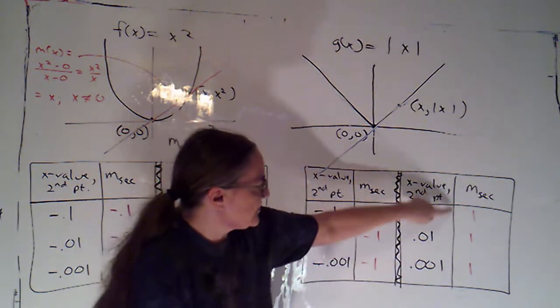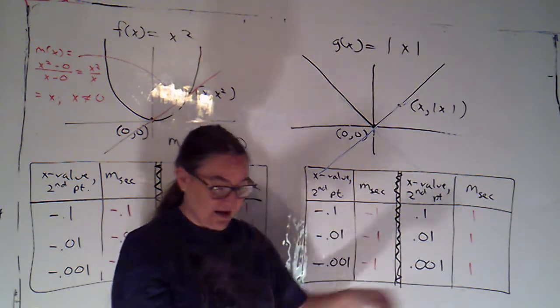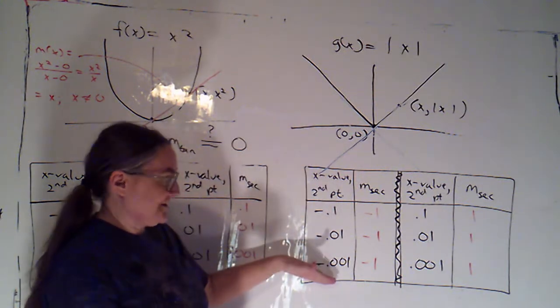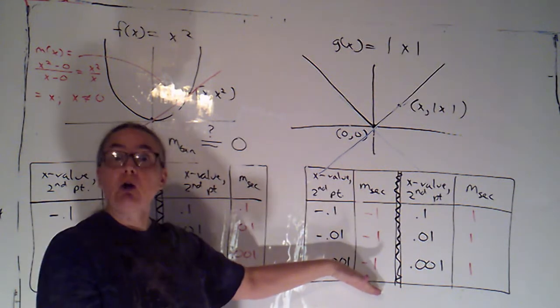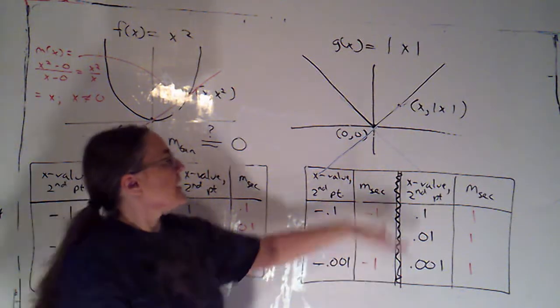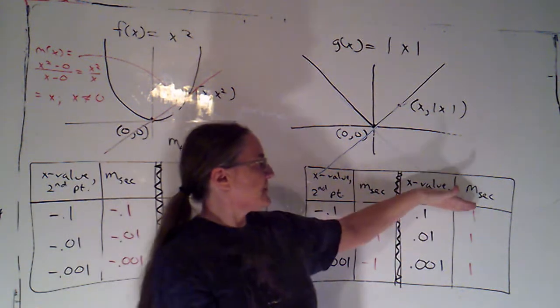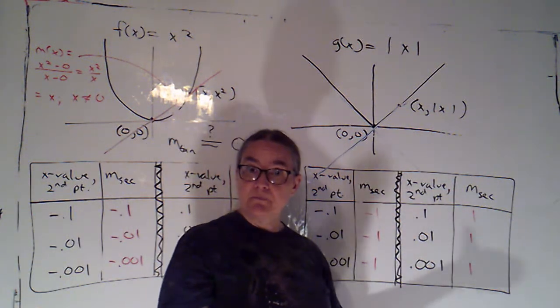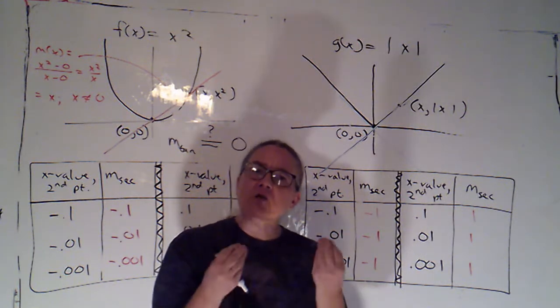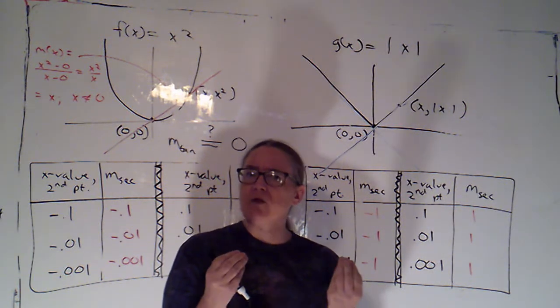So all of the slopes that we get here are 1. Now, we definitely have patterns. As we get closer to 0 from the left, the slopes are all -1. As we get closer to 0 from the right, the slopes are all +1. So, do I have a unique pattern? Is there one number that we're approaching?